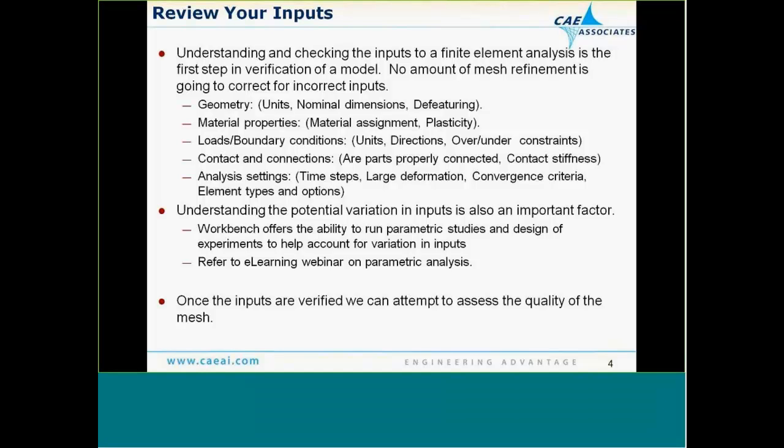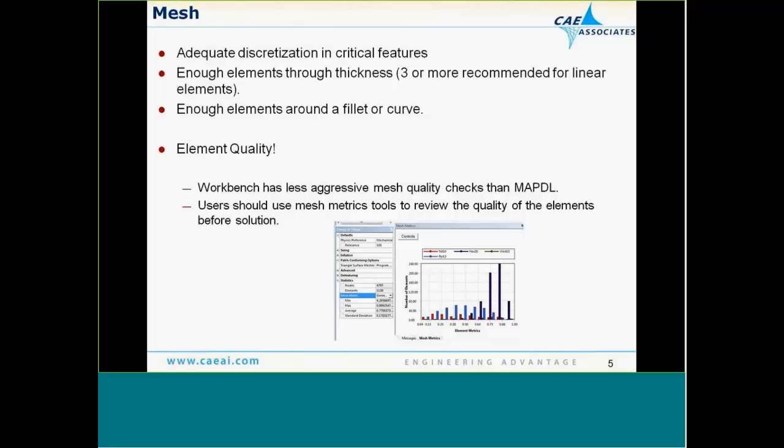So once this is all taken care of, you've reviewed all this, then we can go in and try to assess whether the quality of our mesh is adequate for the problem that we're doing. Obviously, adequate mesh discretization is important in all critical features. We want to make sure we have enough elements through the thickness. We want to make sure we have enough elements around a fillet or curve. And we want to also make sure that those elements are of reasonable quality.